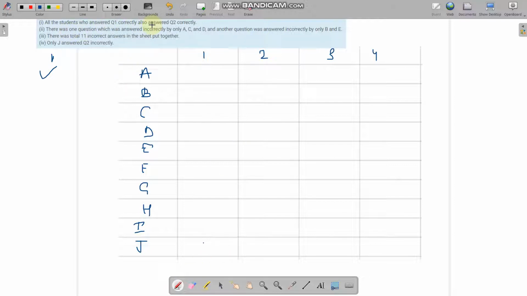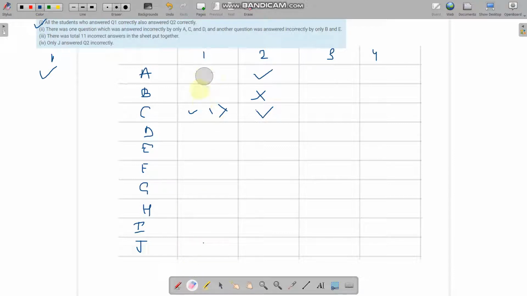All those who answered Q1 correctly also answered Q2 correctly. So if there is a tick here, there for sure will be a tick here. And if there is a cross here, this means he did not answer Q2 correctly, so Q1 for sure will be incorrect. So if there's a tick over here, here may be a tick or maybe a cross, any possibility. This is what point 1 says.